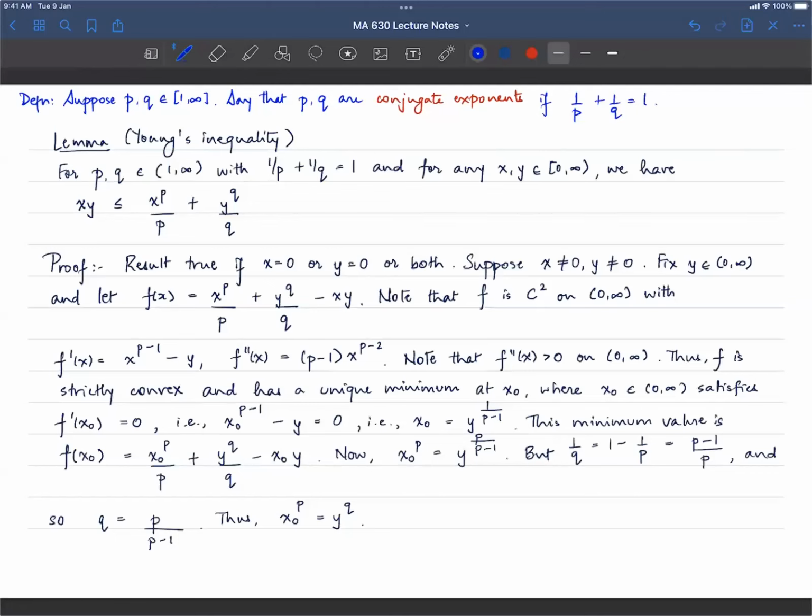Let's just keep this terminology in mind. It will reduce the amount of talking I have to do. If I say P and Q are conjugate exponents, you should know immediately that P and Q are taken from the closed interval [1, infinity], and 1 over P plus 1 over Q has to be 1.